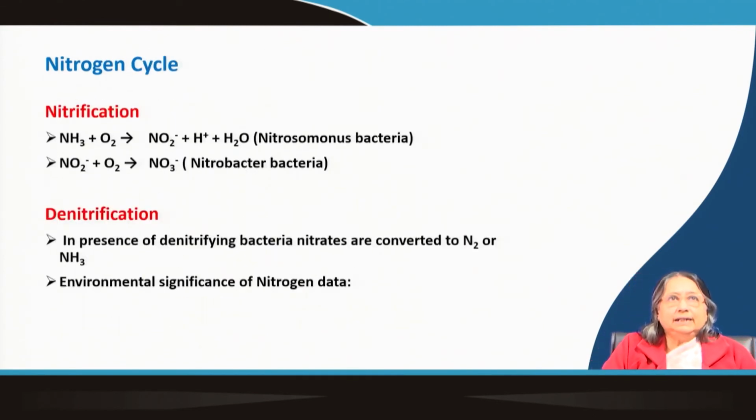Now the nitrogen cycle: nitrification and denitrification. Nitrification, you can tell, is when ammonia in the presence of oxygen forms nitrite. This is by a special group of bacteria, the Nitrosomonas bacteria, and in the next step the nitrites can be oxidized again to form nitrates. This is the Nitrobacter group of bacteria. This process is called nitrification.